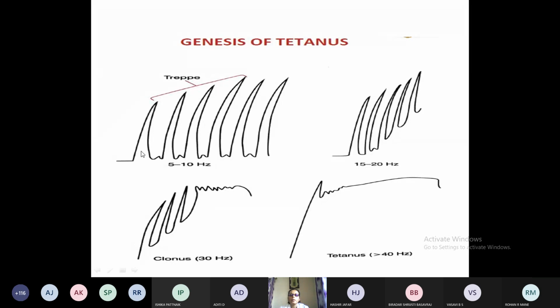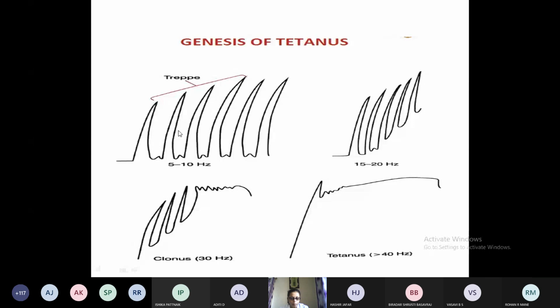Here, for treppe, they have shown a line that is increasing. So what is the meaning? Treppe is nothing but a staircase, or an increasing order. This word treppe is German-derived, and its meaning is staircase. It's like a ladder. The graph is successively increasing, and after that it takes the same amplitude. Okay. So what is meant by treppe, we will read scientifically.